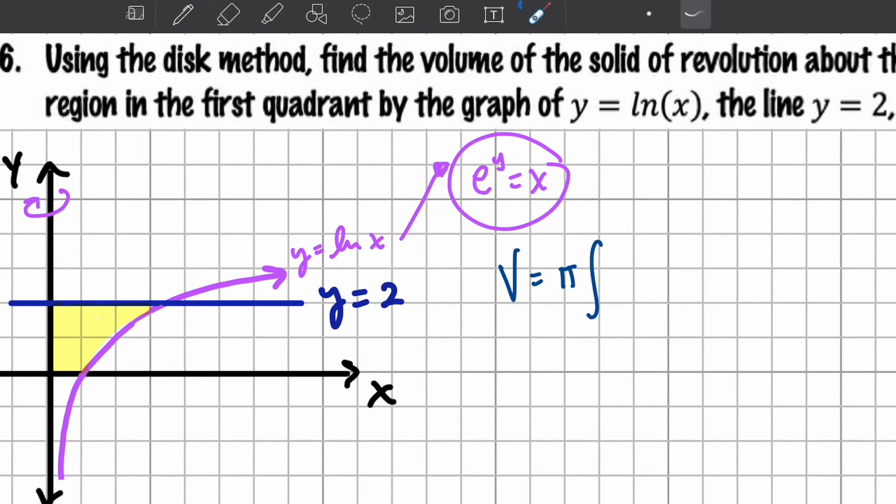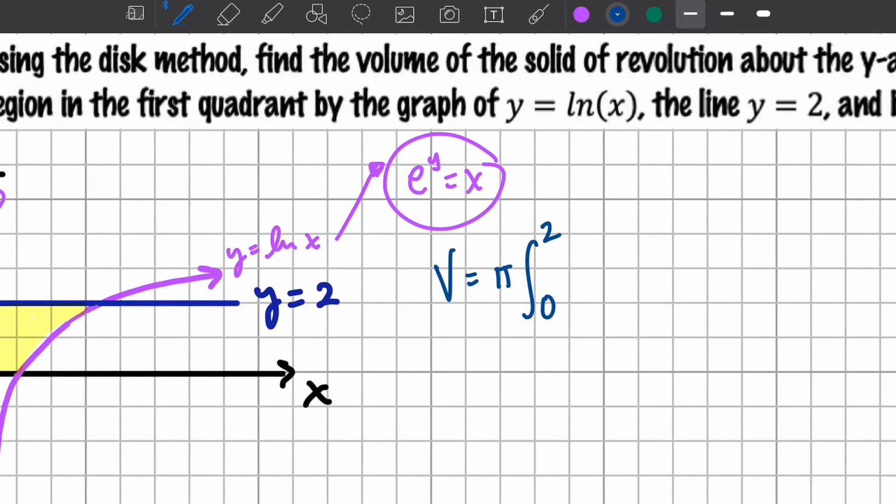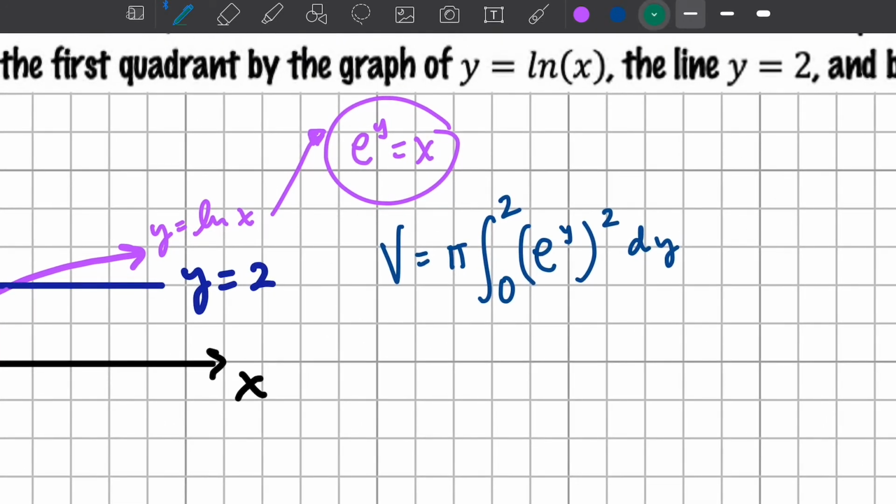So volume equals pi integral from here to here. Those are my y values, limits of integration from here to here. So from 0 to 2. From 0 to 2. And then it'll be my function e to the y squared dy. Let's simplify it a little bit. Pi integral from 0 to 2 e to the 2y dy.